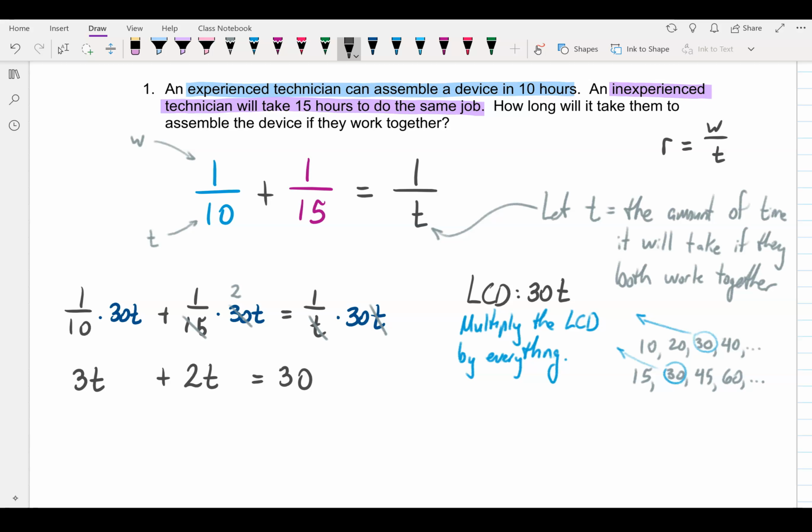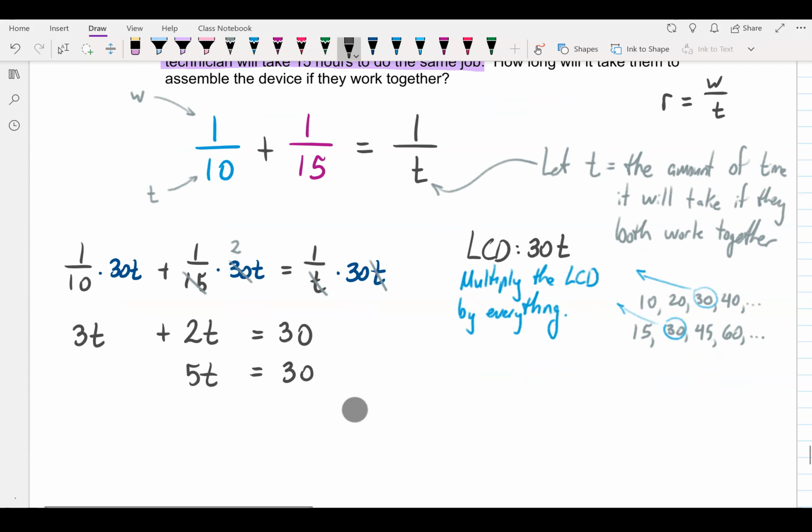And now we've got a nice easy equation to solve, which looks like this. 5t equals 30. Divide both sides by 5. And you've got 6. So this is in hours.